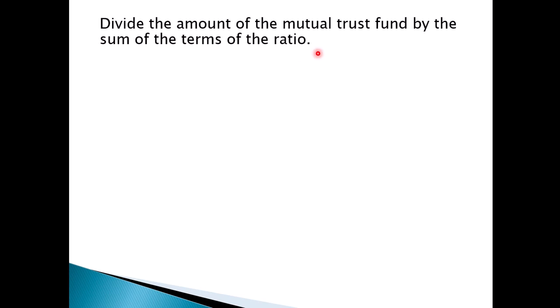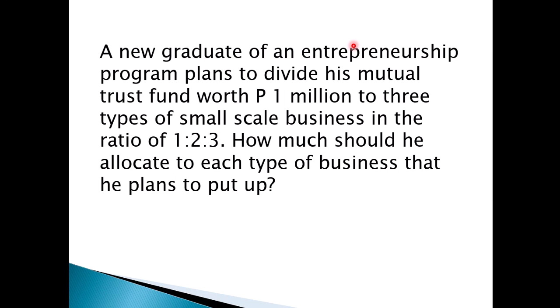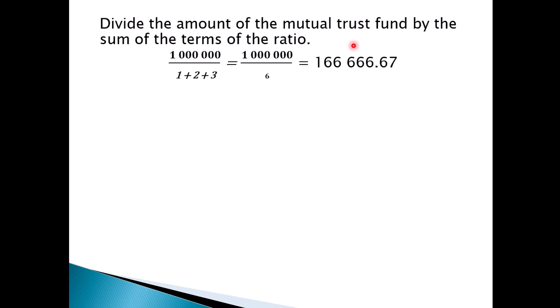As we visualize the solution, it's going to be like this. Divide the amount of the mutual trust fund by the sum of the terms of the ratio. So again, we divide the total amount by the sum of the terms. As you can see, we have 1:2:3. We need to add them. 1 million over 1 plus 2 plus 3. So that's 1 million divided by 6, which is equal to 166,666 pesos and 67 centavos. This is the value for each one because we divided by 6.